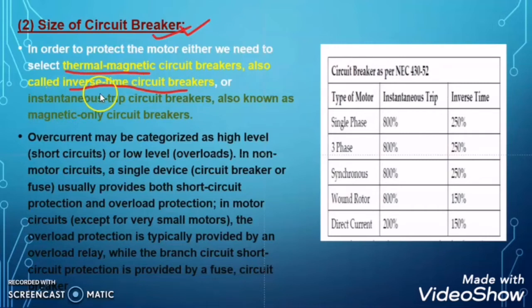That's why its name is inverse time: when the overcurrent increases more rapidly, the circuit breaker will also trip more rapidly. So there is an inverse relation between the current and the time. That's why its name is inverse time circuit breaker. So this circuit breaker will provide protection against overload and against short circuit.